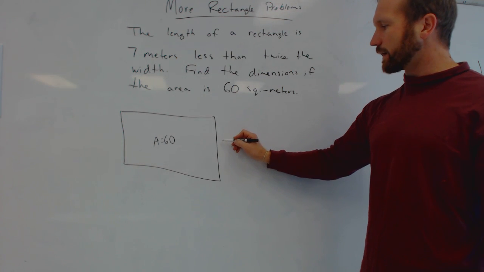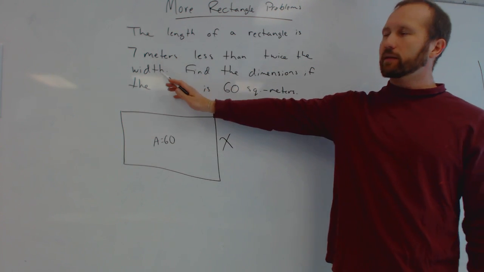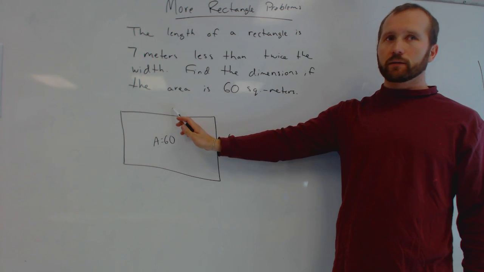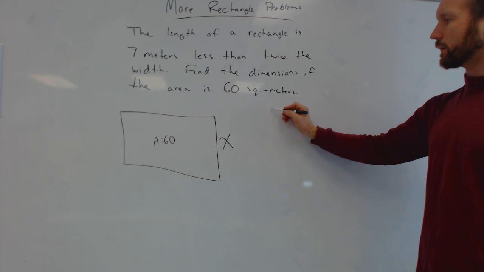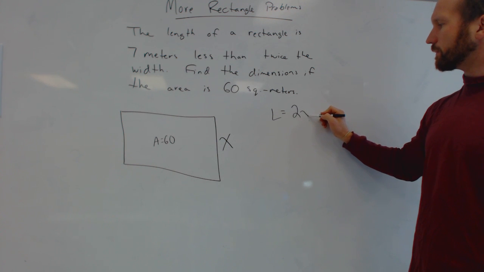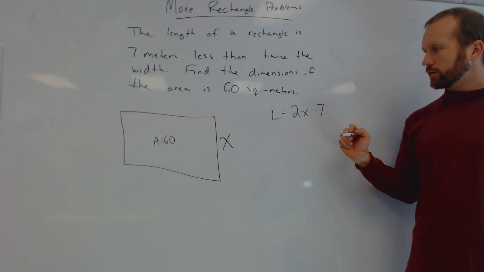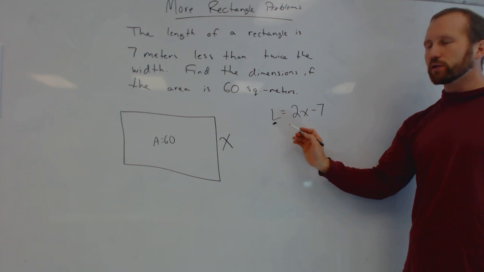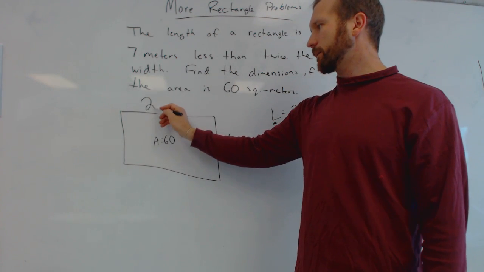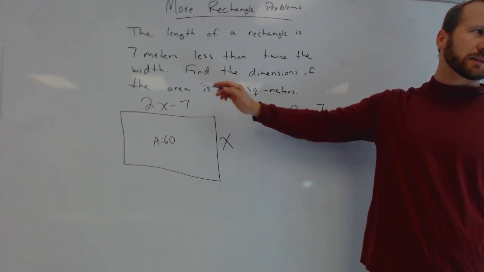Let's just say this is one side, right? X. I'm going to call that the width. Because the length, what I know about the length, right? The length equals 2 times the width minus 7. So technically I have this other variable here, but I'm just going to write this instead of the length. So one side is x, the other side is 2x minus 7.